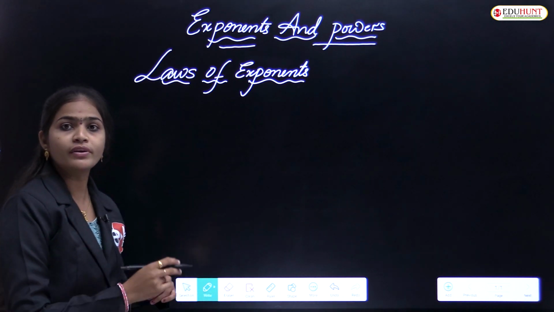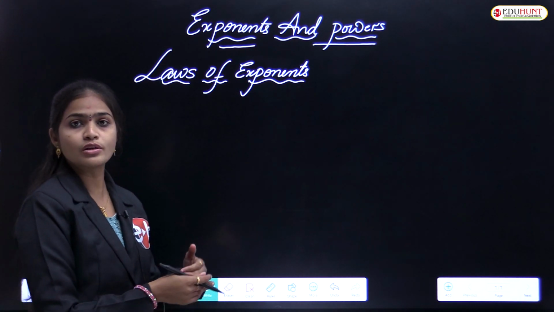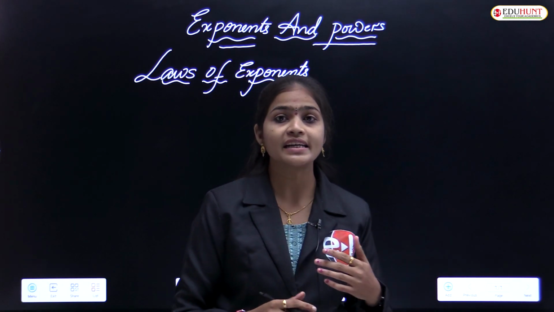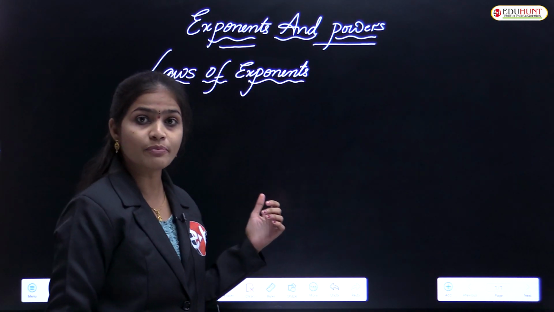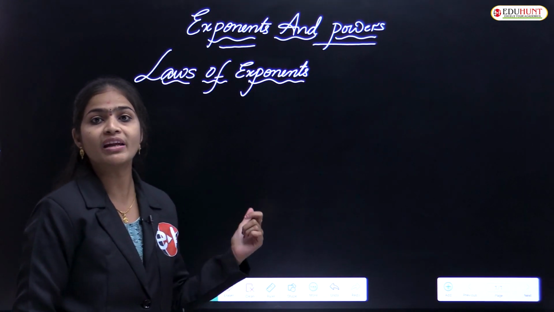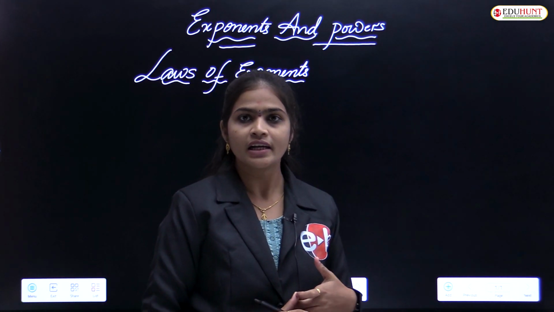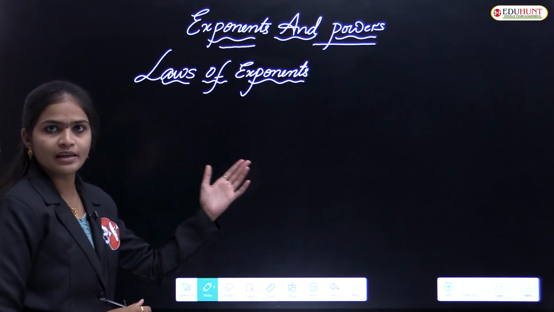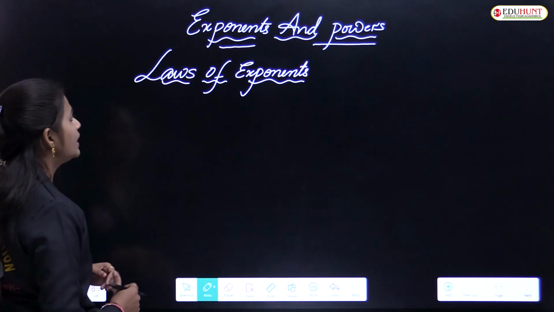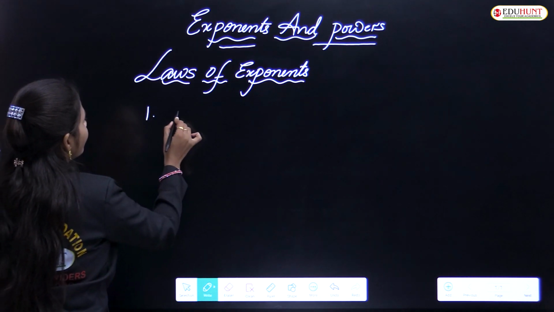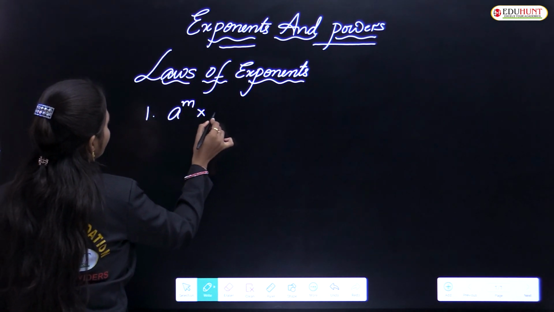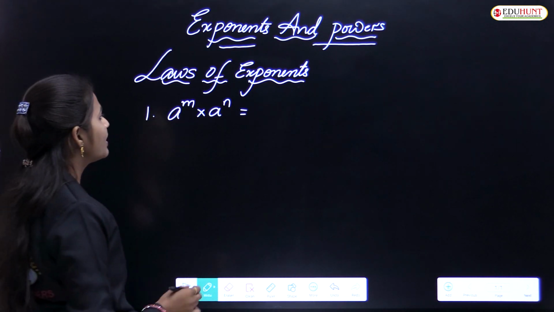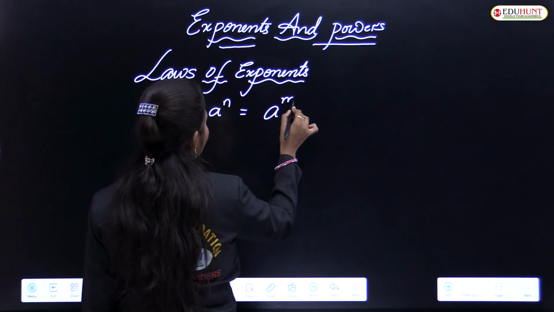Some other concepts also depend on this. While we were explaining squares and square roots, and while discussing the number system, we used some formulas. There I told you the a power m into a power n formula, did you remember that? Those formulas came from the laws of exponents. The first formula is a power m into a power n is equal to a power m plus n.